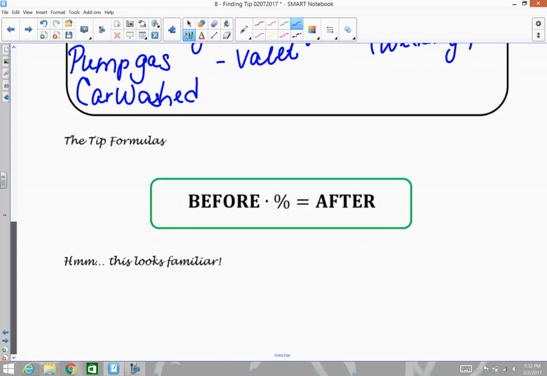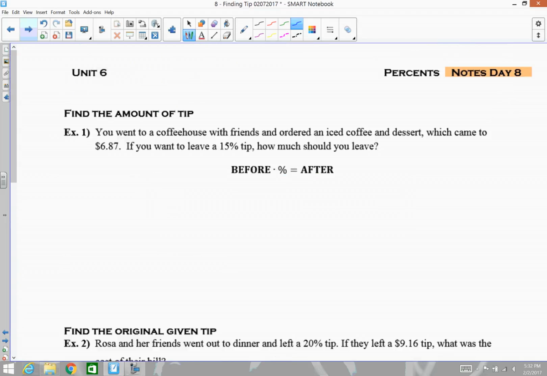Alrighty, tip formula is exactly the same as tax. The before amount times the percent tip gets you your after amount. So let's put this to use. We have a few examples to do together. In the first example, we'll be finding tip.